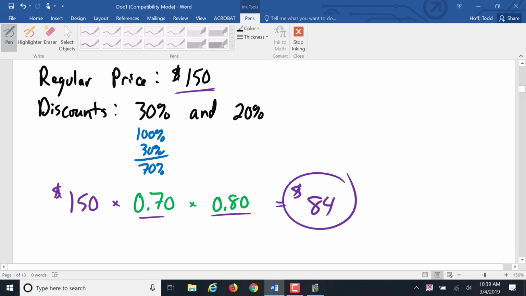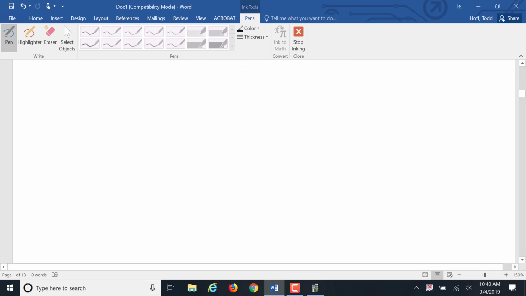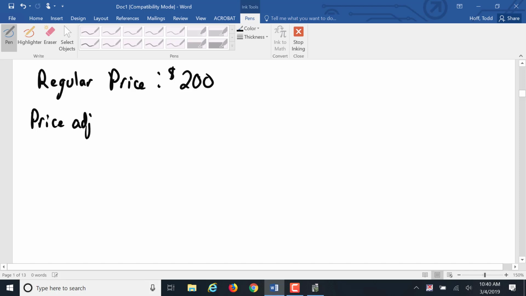Well, sometimes an object will sit there long enough that it might come back into season, so the price might be increased again to account for that. So let's take a look. Let's have an object that is regular price, well, let's make this simple, let's just go $200. And I'm not going to call it markdowns or discounts, I'm going to call it price adjustments. And let's say this is going to go through 4 price adjustments.